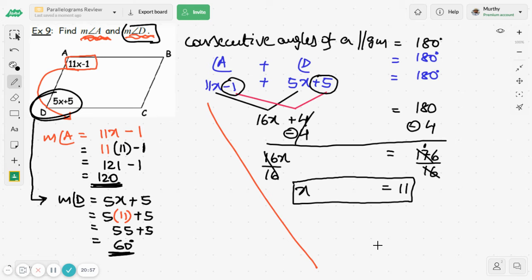Yeah, it's matching. I know that the sum of consecutive angles is 180, and I see that 120 and 60, if I sum up, I'll get 180. Therefore, my answer is correct.